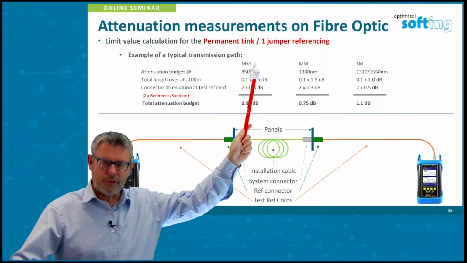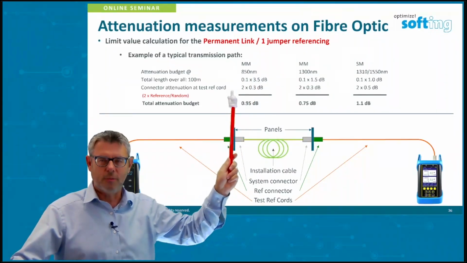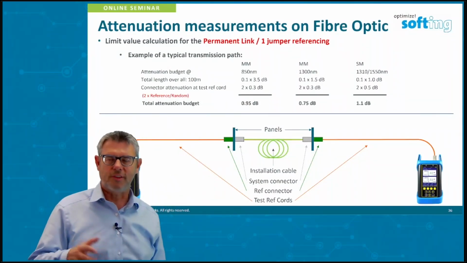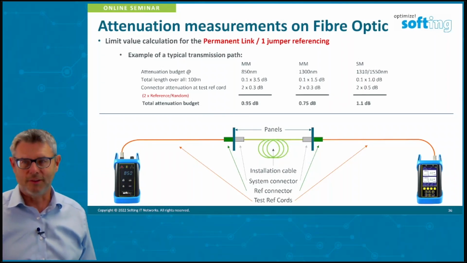If you do a different referencing with 2 jumpers or 3 jumpers, these values are going to be changed because you already took connectors out of the measurement beforehand. So you have to change the calculation a little bit. Or you use an instrument that's doing this calculation more or less automatically.